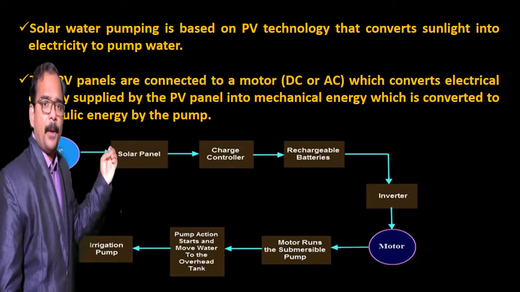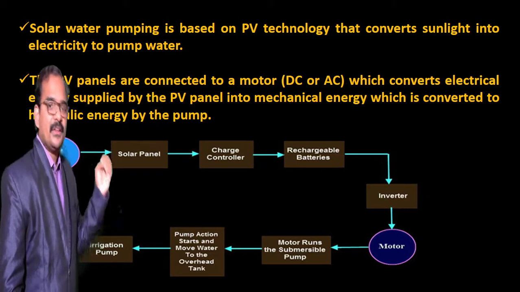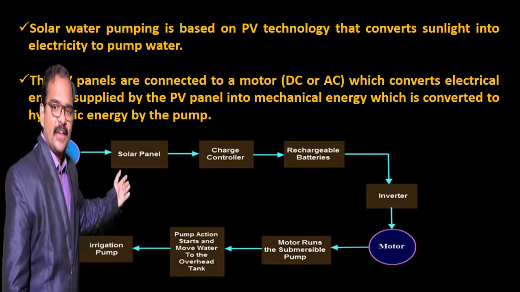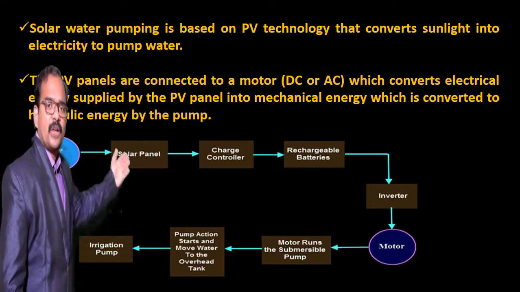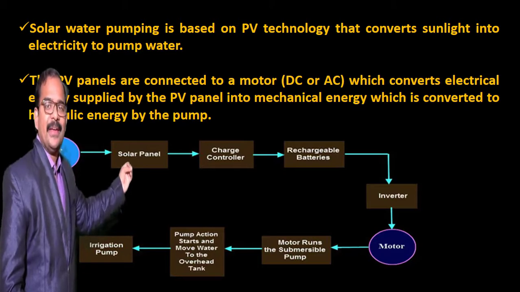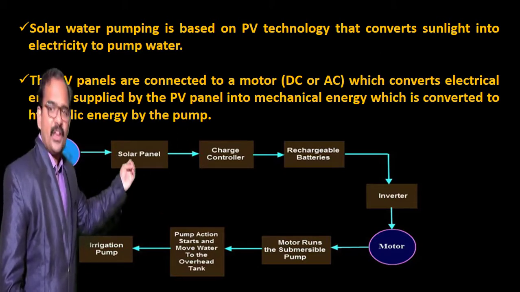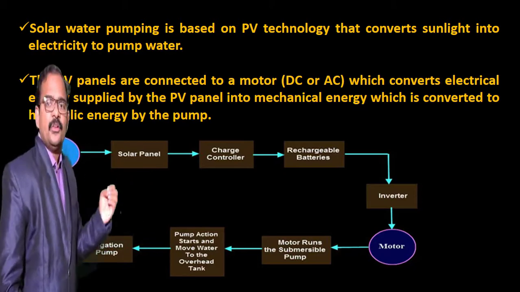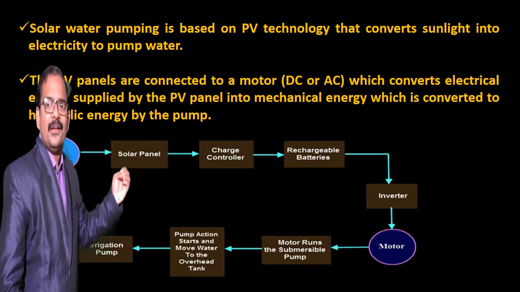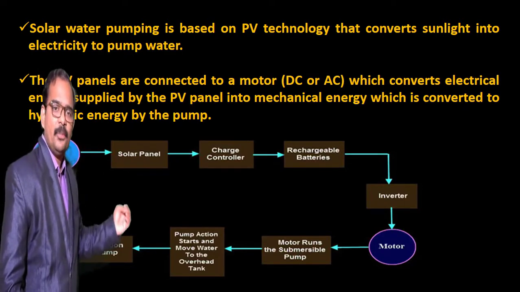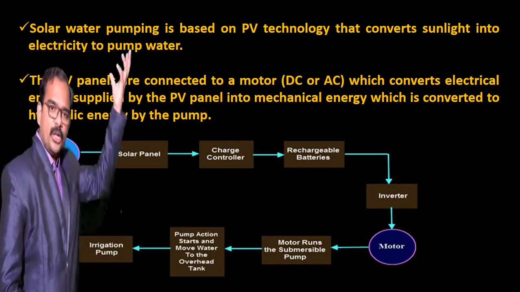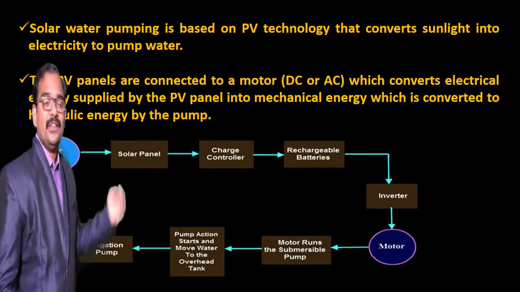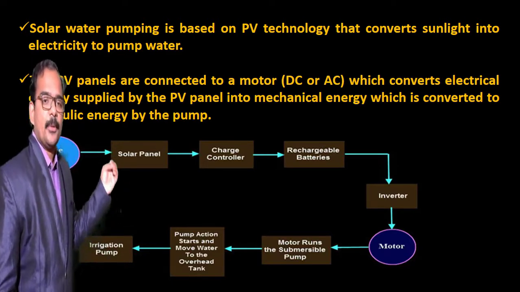The solar water pumping is based on PV technology that converts sunlight into electricity to pump water. As you can see in the block diagram over here, the PV panels are connected to a motor. That motor may be either an AC motor or a DC motor, which converts this electrical energy supplied by the PV panels into mechanical energy. This produced mechanical energy from the motor is then converted to hydraulic energy by the pump by lifting the water to the overhead tank from the underground bore wells or from the wells. So this is how the solar photovoltaic water pumping system will work.